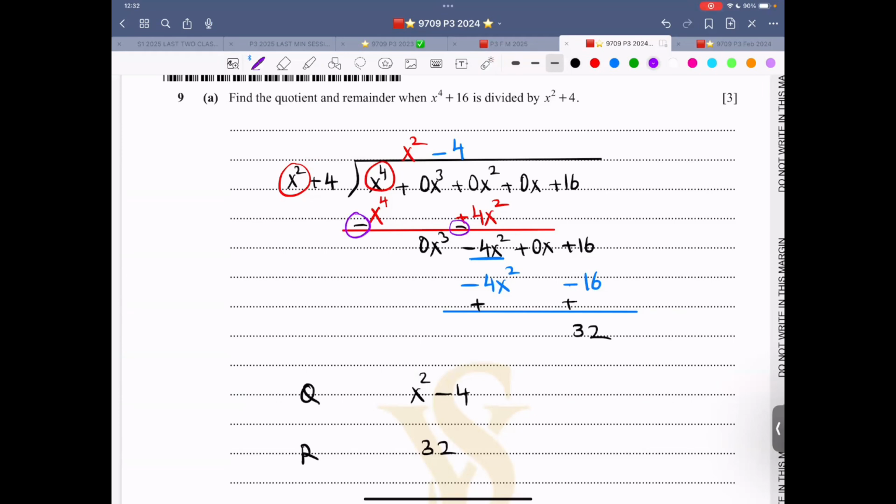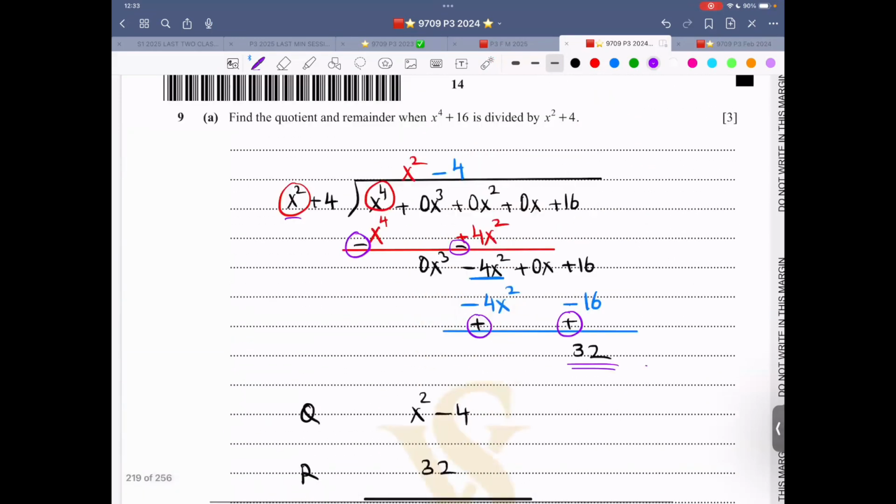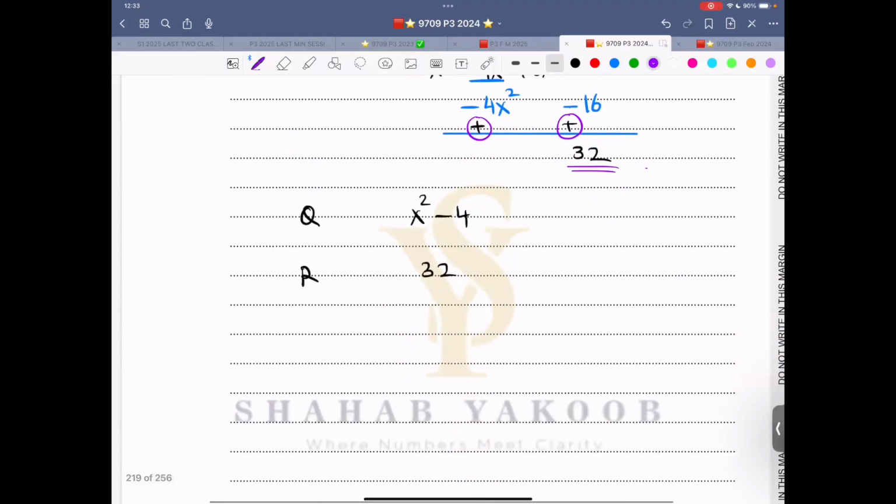Then again play with two terms. So you have to take all the way down till the constant. And then again, negative 4x squared over x squared, that's negative 4. Again, write it down, change the sign, and this is done. So we have a quotient, we have a remainder, we have a divisor. Divisor is there naturally, that is x squared plus 4.